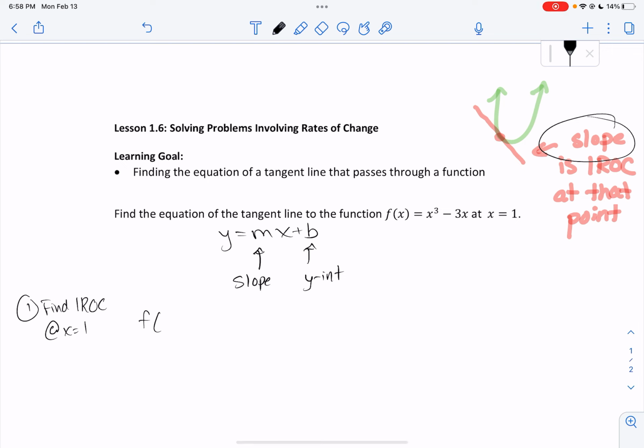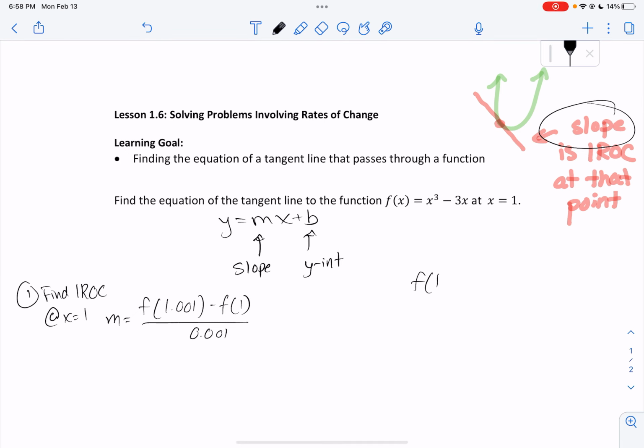So we are doing f at 1.001 minus f at 1 all over 0.001, sorry. Here, it actually makes sense to call this thing m, because that's what our m value is going to be. And so now we have two tasks to do. Find f at 1.001 and find f at 1. So these will need your calculator, so you're going to want to get your calculator out and do 1.001 cubed minus 3 times 1.001.